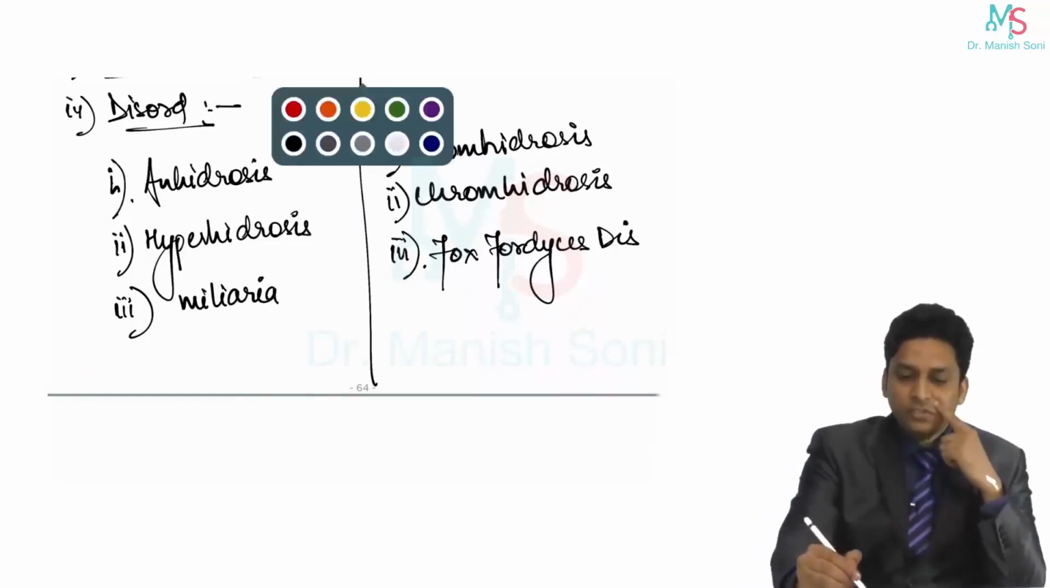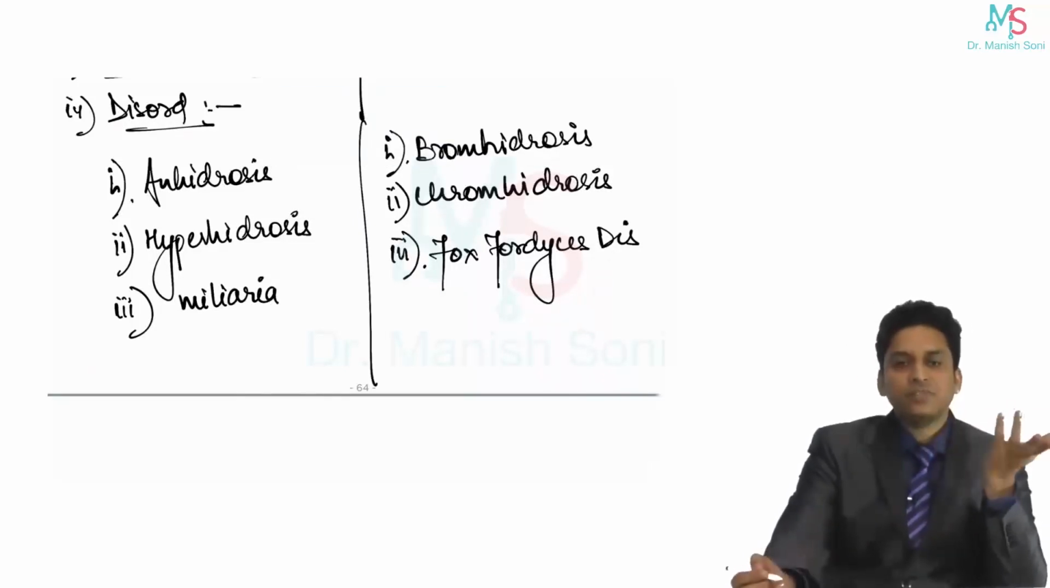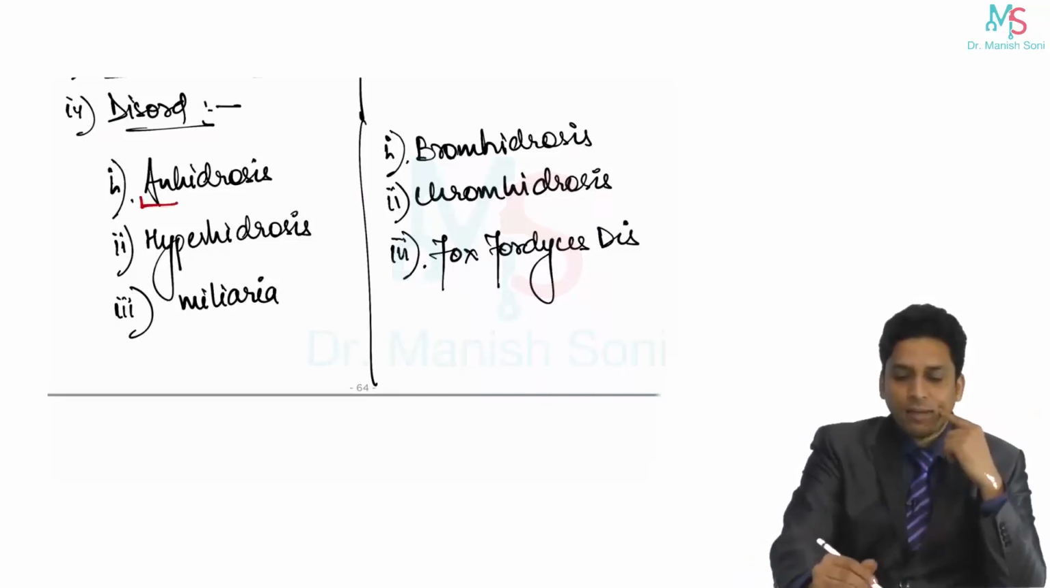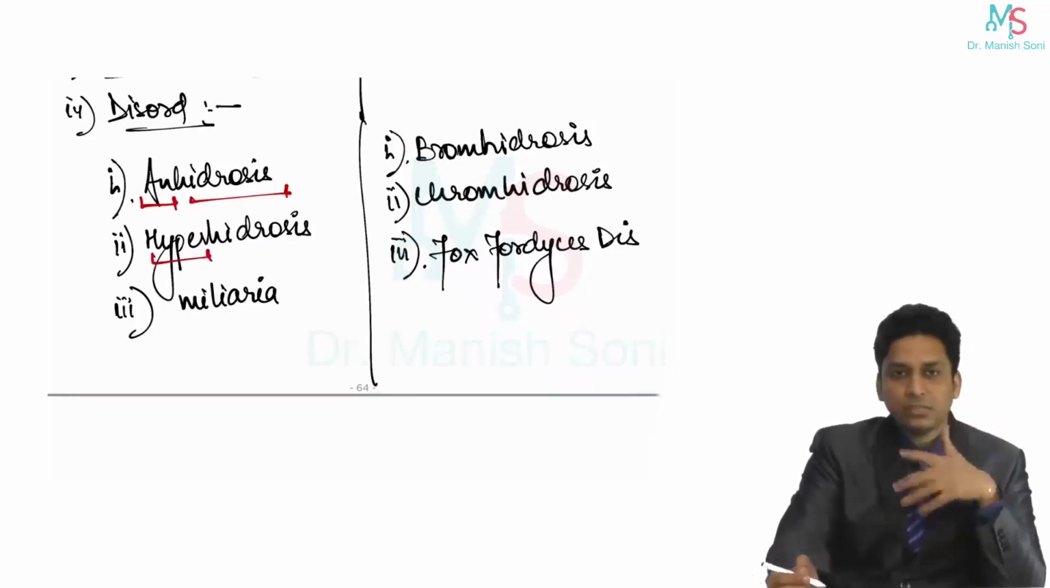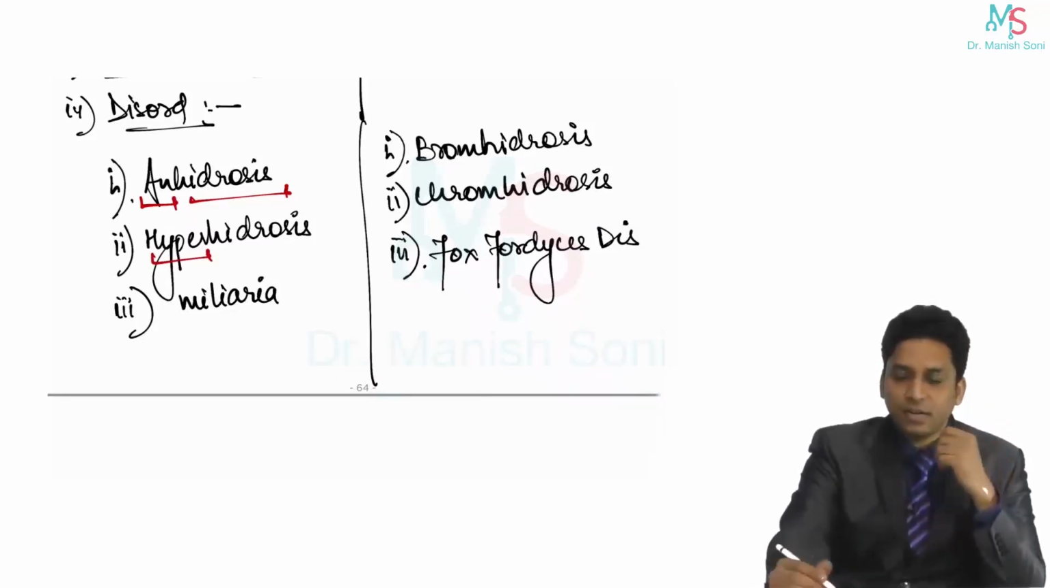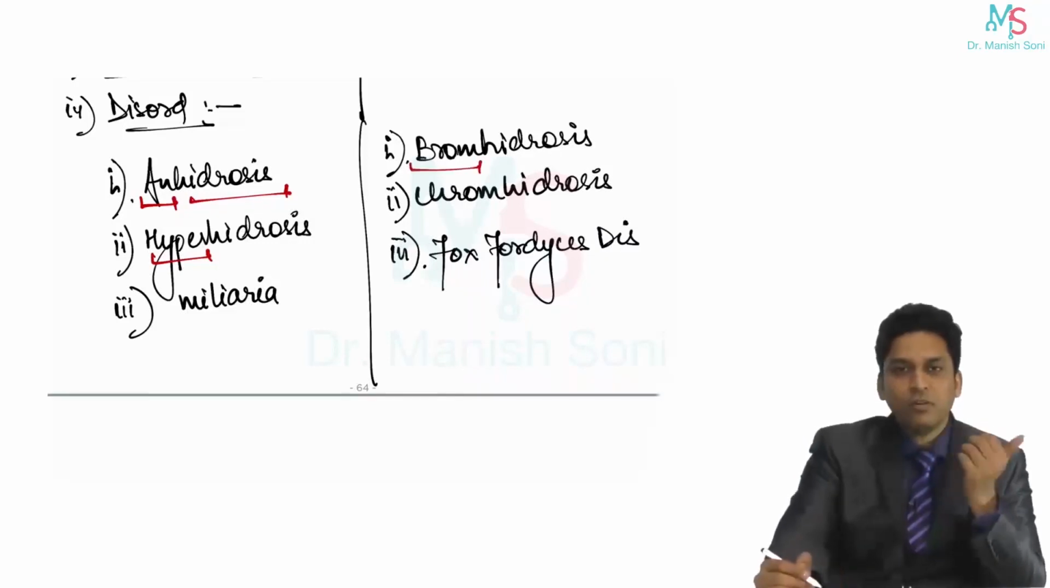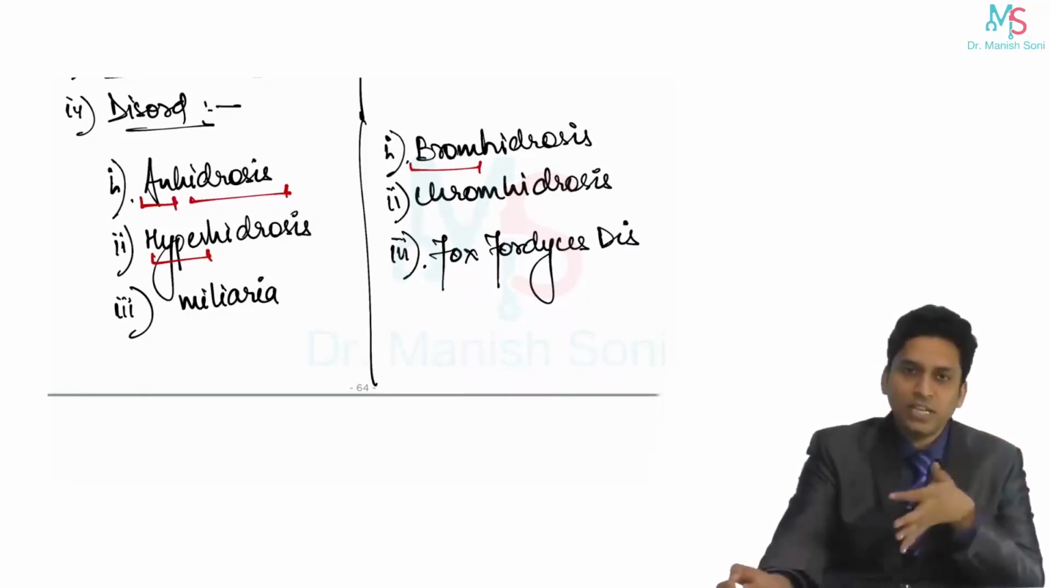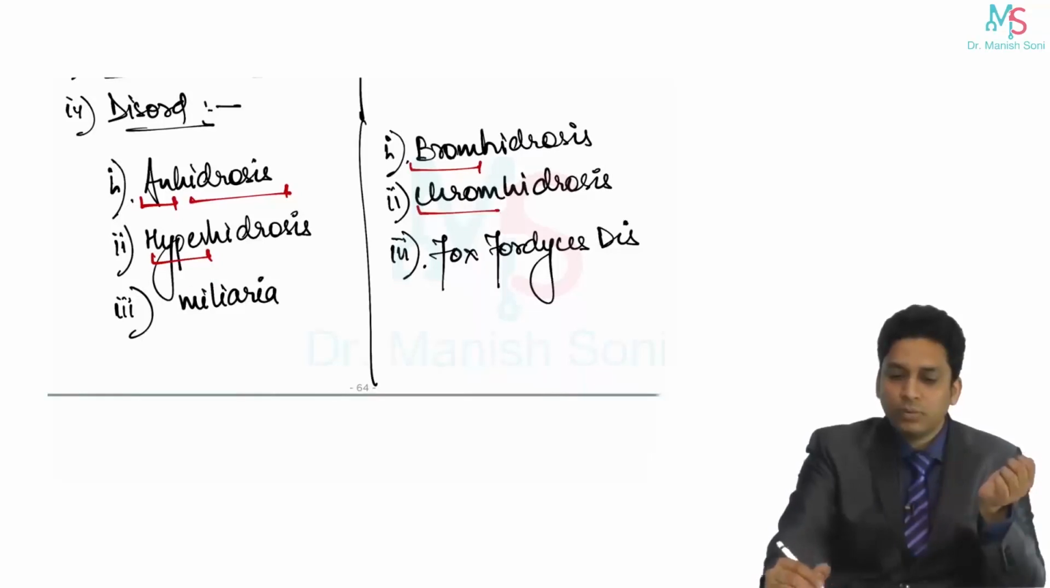Now if you look at the first four disorders, they are quite obvious from the names itself. An, absence, hidrosis, sweating. So absence of sweating, anhidrosis. Hyper, excessive, hidrosis, sweating. So excessive sweating is hyperhidrosis. Brom, foul smell, hidrosis, sweating. So foul smelling sweating is bromhidrosis. Chrom, color. So colored sweating is chromhidrosis.